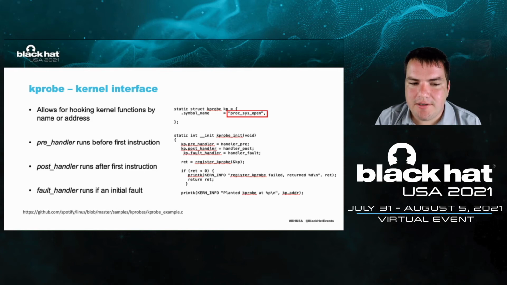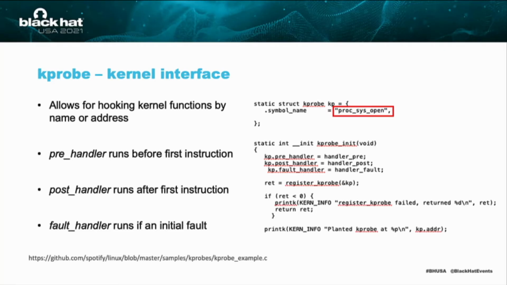You have the pre-handler, which runs before the first instruction. This is really the most useful one, especially if you're going to try to analyze rootkits or if you're writing a rootkit yourself, because this runs before the first instruction, which means that you can look at the call stack. You can also look at the parameters that were passed in and really gather everything that you need about that function call.